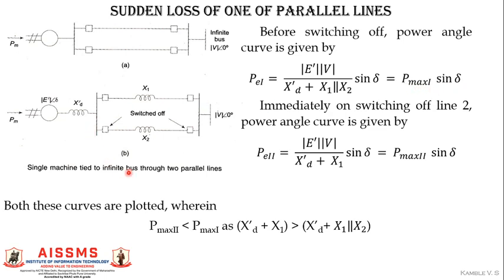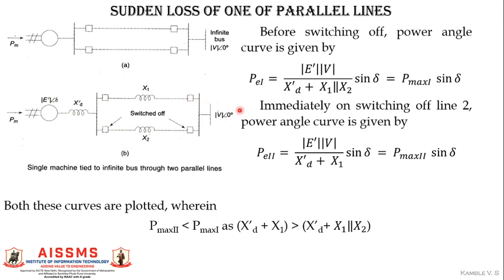Now, due to some reason, we are removing this line, or we are switching off this line. So you can open the circuit breakers on both the sides. So by opening of the circuit breakers, this line can be removed. So let us say this line is removed with the help of circuit breaker. So during this time, only one line will remain in the circuit.